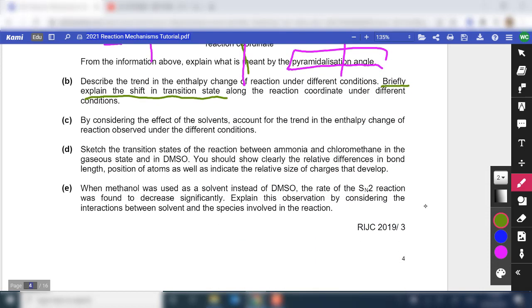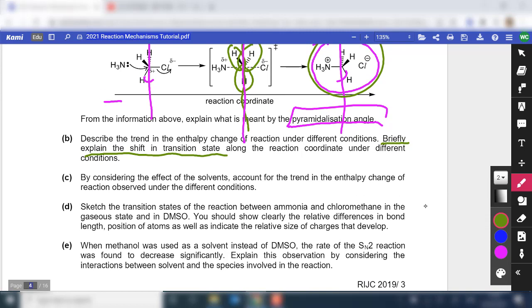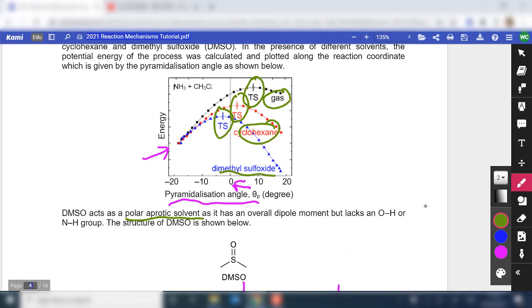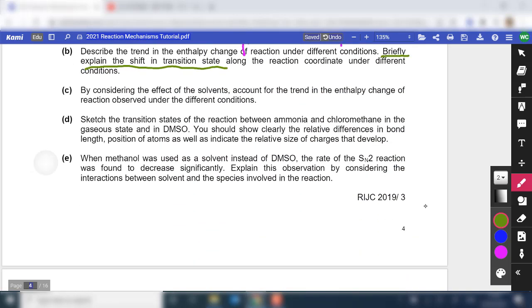Then for D, D is the interesting part. They ask you to sketch the transition states of the reaction between ammonia and chloromethane in the gaseous phase and in DMSO. If we are looking at the gaseous phase, we are actually looking at a late transition state. So take note of it, it's a late transition state.